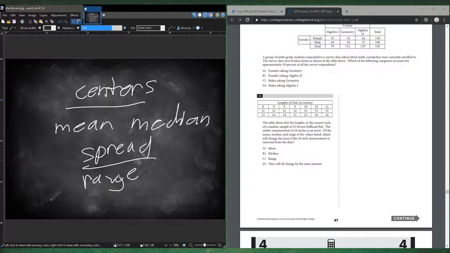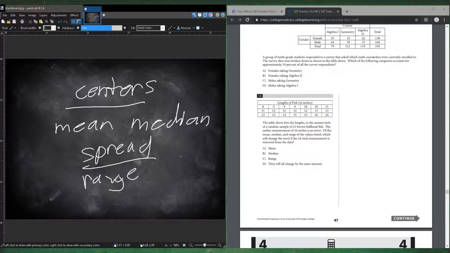The range will be affected the most, because the range is calculated by the maximum minus the minimum. So if the number is getting bigger, like from 24 to 100 to 120, then the range is going to keep getting bigger. D is incorrect, because it never changes by the same amount.